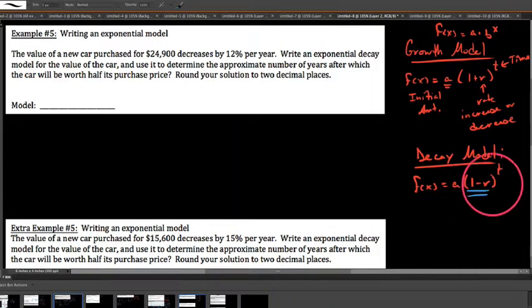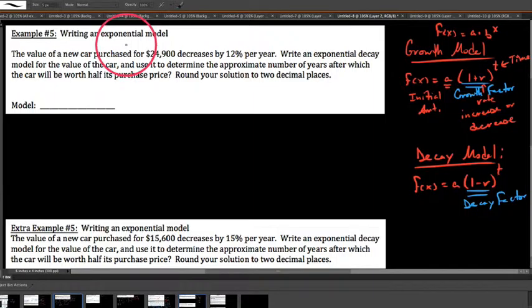And so really quickly, let's just make sure that our vocab is straightened out here. We'd say that this is our growth factor here. We say our growth factor is the amount we're increasing or decreasing by every time. And we say this is our decay factor.